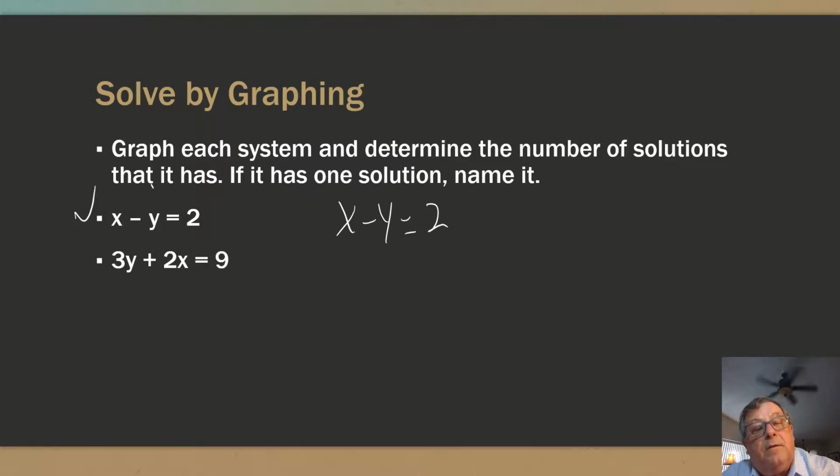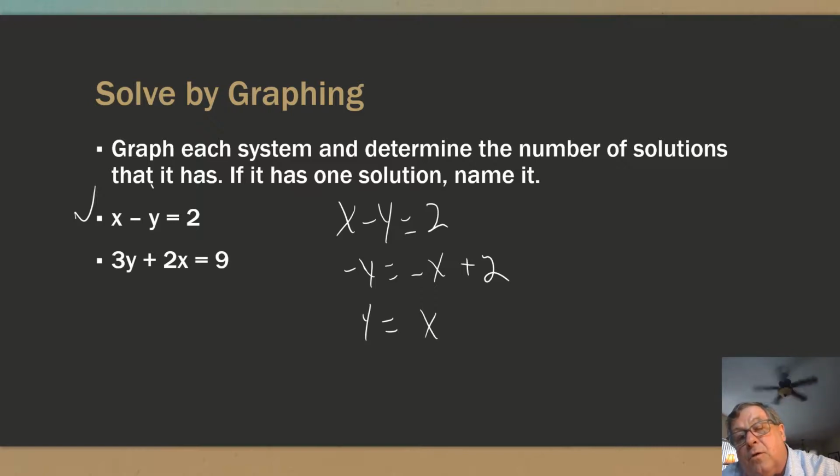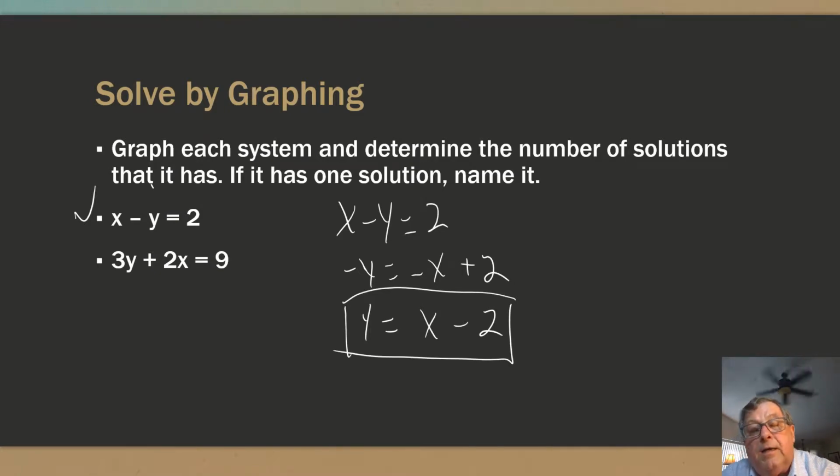So I'm going to work on this first one, x minus y equals 2. All right, well, I want to subtract x from both sides. So now I've got negative y equals negative x plus 2. And I'm going to divide both sides of this equation by negative 1 because I need a positive y by itself. And when I do, negative x divided by negative 1 is just going to give me a positive x, and 2 divided by negative 1 is going to become negative 2. So there's my one equation that I'm going to end up graphing in a few moments.